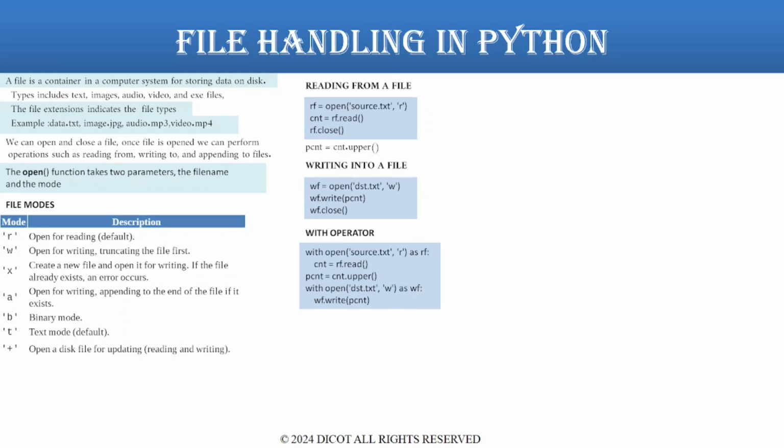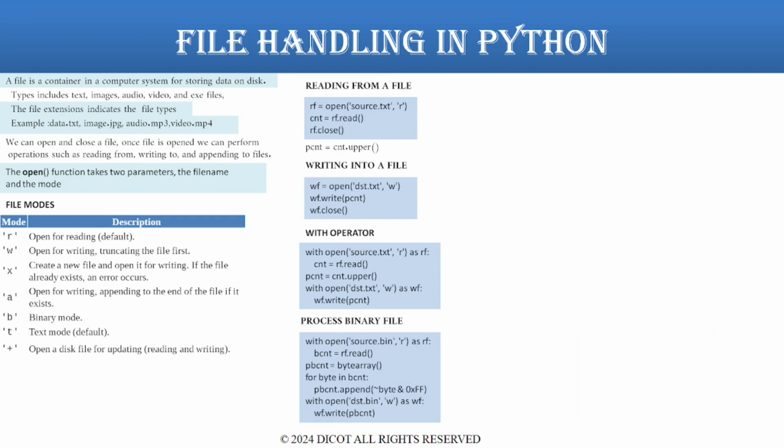Now, let's try to process a binary file. Let's open a file with the name source.bin for reading. It is a binary file and r indicates that we are opening the file for reading.